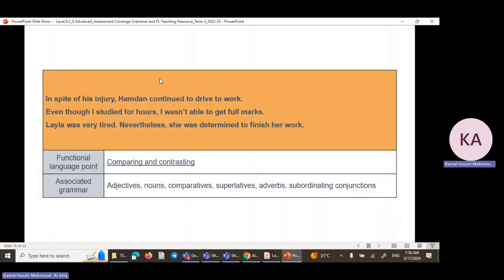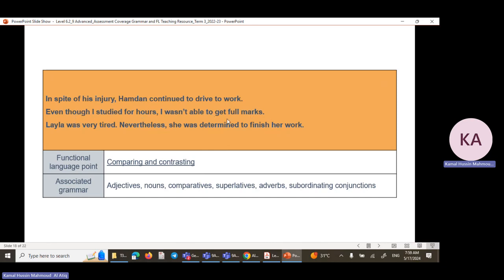During the exam, you will have some expressions. I want you to focus on them. In spite of his injury. Sometimes they will give you "in spite" without "of", or they will give you "spite" without "in". Focus on this expression. In spite of his injury, Hamdan continued to drive. Even though, sometimes they will give you "though even", but it starts with "even though": even though I studied for hours. What is the result? I wasn't able to get marks.